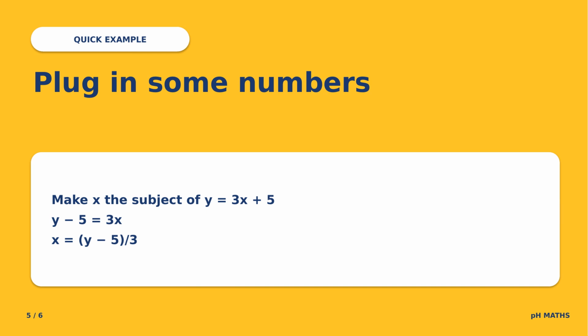Quick example, make x the subject of y equals 3x plus 5. So subtract 5 from both sides, so y minus 5 equals 3x, and divide both sides by 3. X equals y minus 5 all over 3. Two operations, both sides, every time, done.